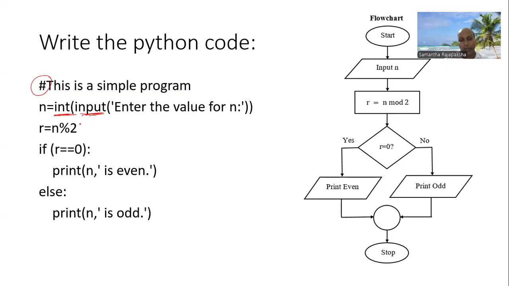Then the remainder is given by this: N divided by 2 remainder. R is the remainder. If R is 0, the remainder is 0, that means it's an even number. Else, it's an odd number. So then easily you can write the Python program to decide whether the given input is an odd number or even number. It's a very simple program.